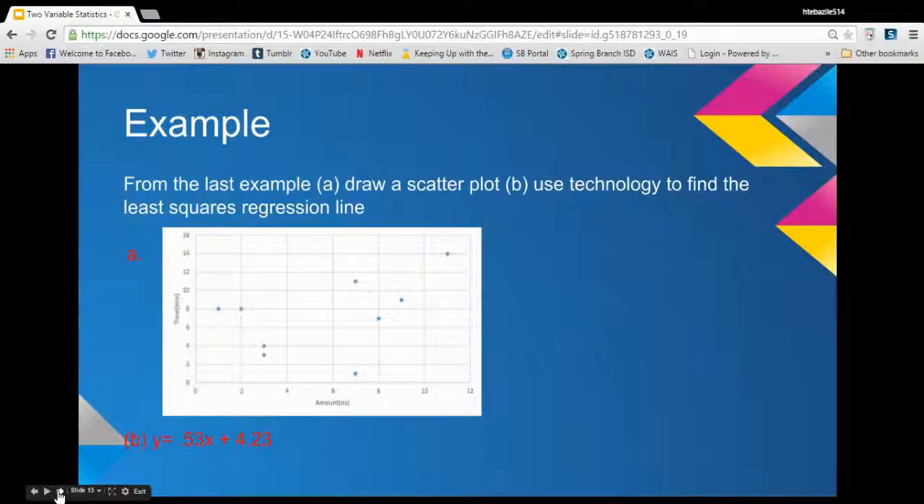Here's another example. From the last example I described, here's what you do. A. Draw a scatter plot, and B. Use technology to find the least squares linear regression line. As you can see in B, using technology, I found that y equals 0.53x plus 4.23.